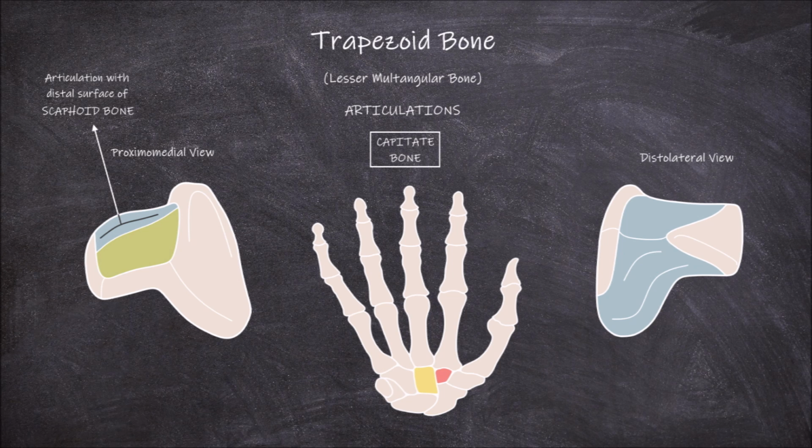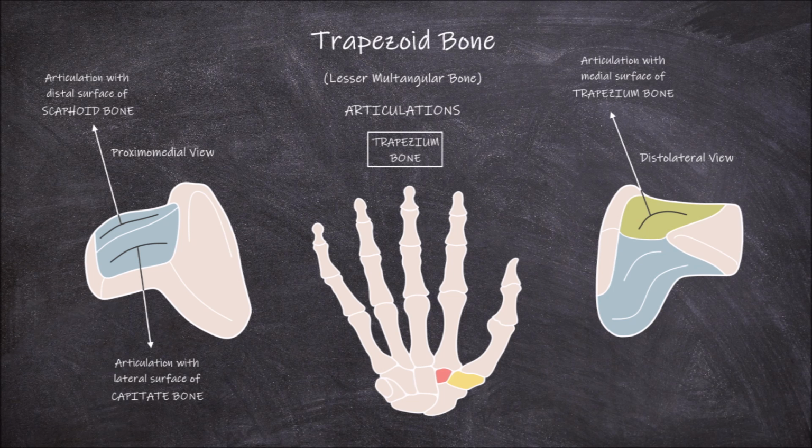The second articulation is with the capitate bone. The facet on the medial surface of the trapezoid bone articulates with the facet on the lateral surface of the capitate bone. The third articulation is with the trapezium bone. The facet on the lateral surface of the trapezoid bone articulates with the facet on the medial surface of the trapezium bone.